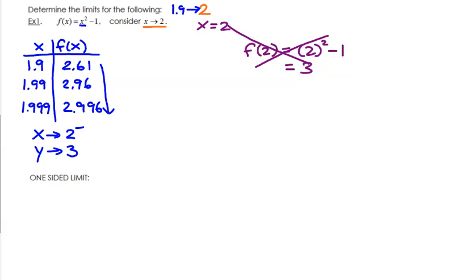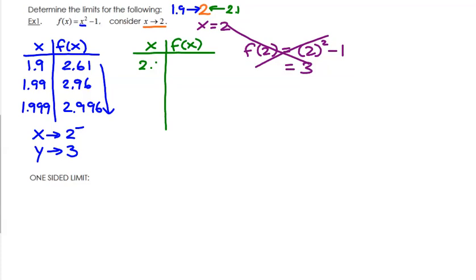Let's do the other arrow, the one that's approaching from the right-hand side. So I'm going to approach from the right-hand side, and 2.1 looks like a number on the number line that's pretty close to 2, but it is to the right of 2. So we're going to go x and f at x. Does this look familiar? This stuff should be from advanced functions, I think.